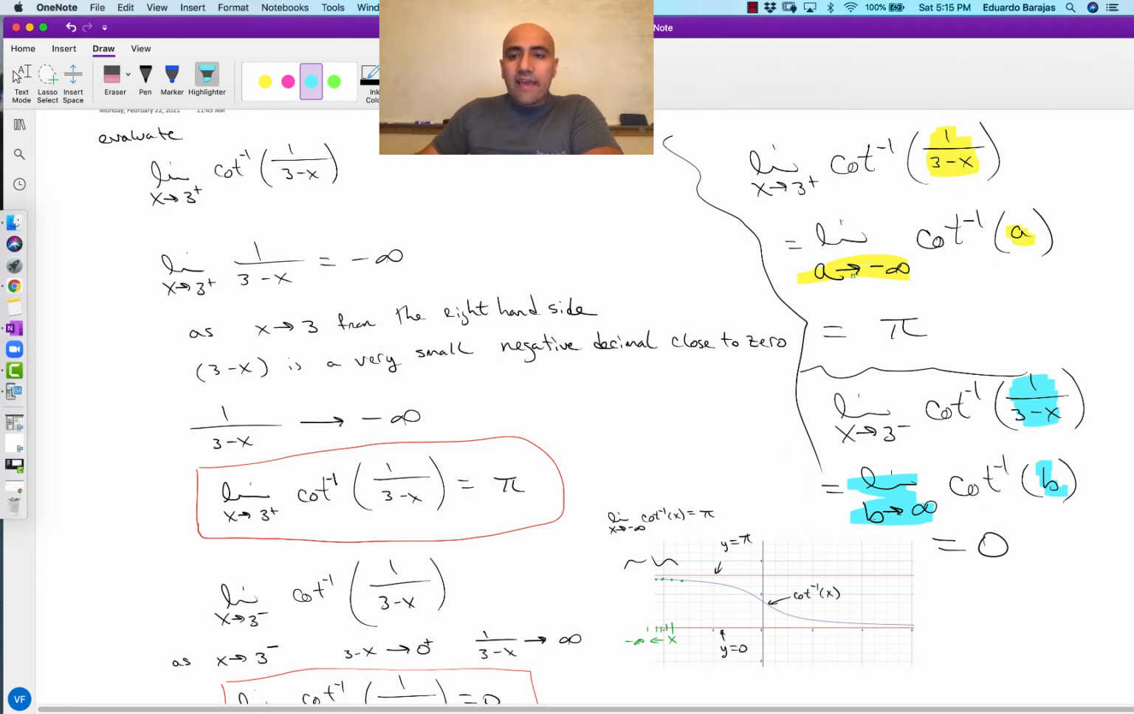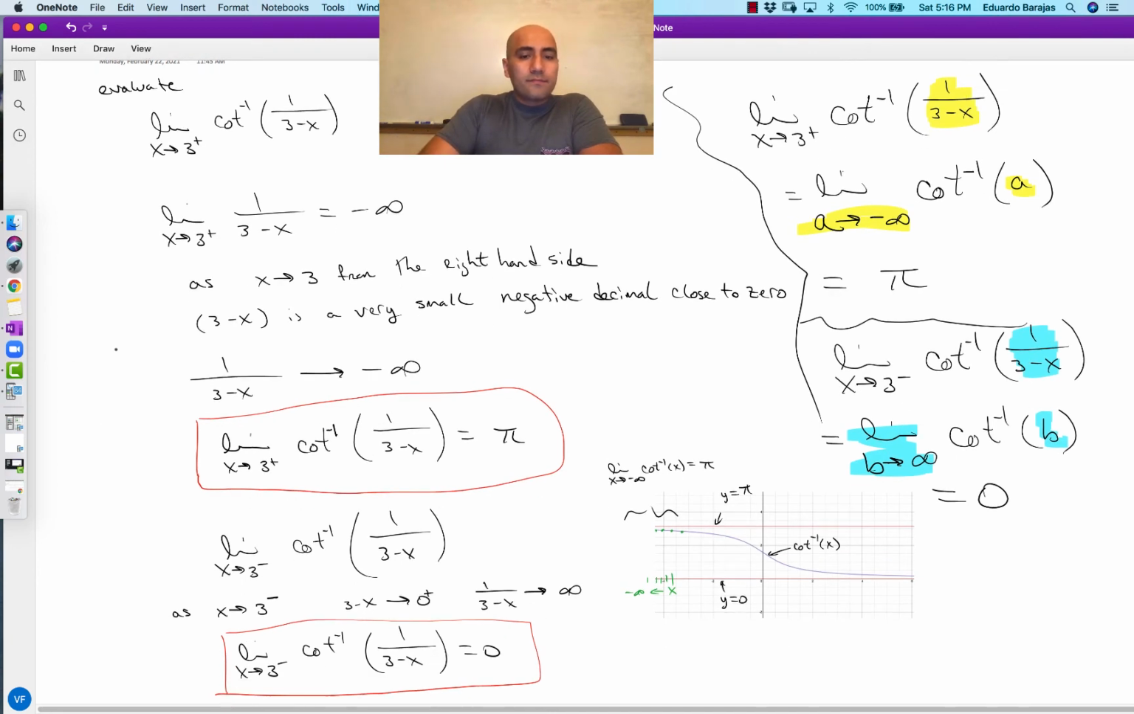If you want to make that variable change, that's fine. Otherwise, you can just write it out and go through the logic: as x grows toward 3 from the right-hand side, the denominator grows toward 0 but stays negative. Therefore, the whole thing goes toward negative infinity. So this is equivalent to the cotan inverse function where the input is growing toward negative infinity, and we can see from our graph that it equals pi in this case. I hope that's clear.